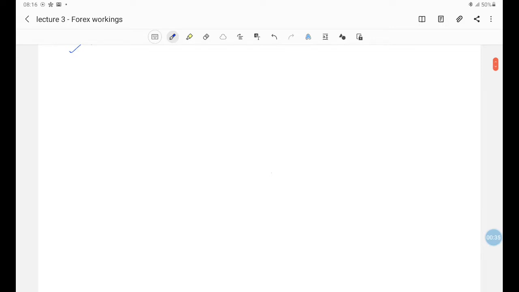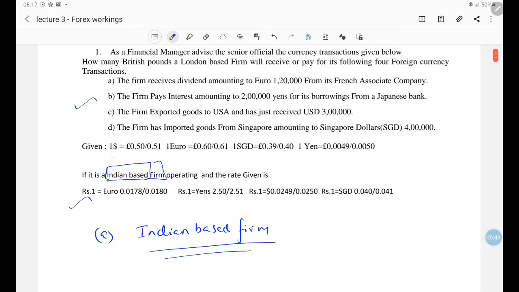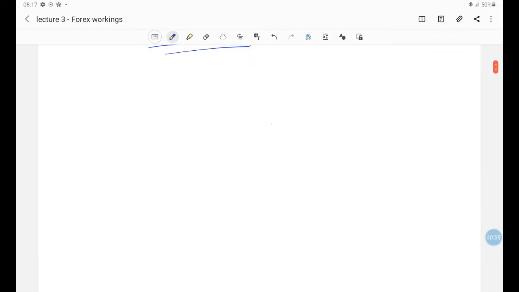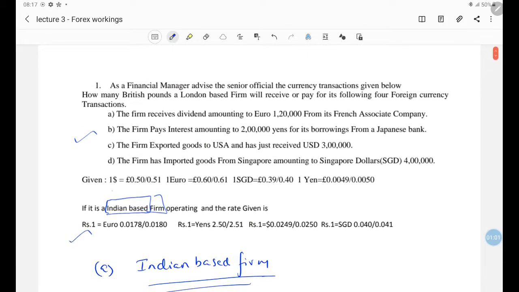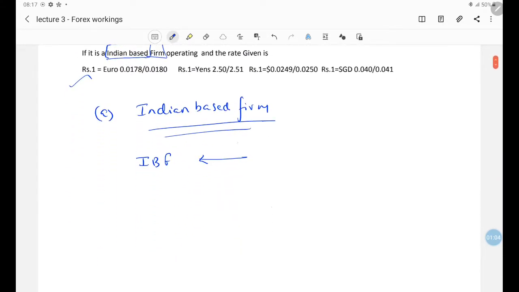The same transactions here. The first transaction, keyword here, I put as Indian based firm. Now the Indian based firm receives a dividend amounting to euro 1,20,000 from its French associate company. So I put it as: Indian based firm has received the dividend of euro 1,20,000 from a French associate company. Now we are an Indian based firm.